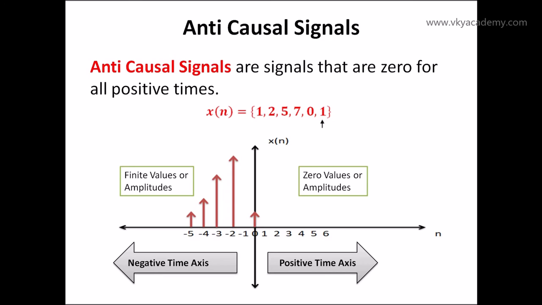One graphical representation of an anti-causal signal is x of n equal to 1, 2, 5, 7, 0 and 1, where the pointer is at the last sample. So this is the graphical representation for the given sequence. Now you can see that all the samples are available for n less than or equal to 0, but we don't have any sample for n greater than 0. That is why this particular signal is called an anti-causal signal. And as we discussed already, all anti-causal signals are non-causal because we have samples for n less than 0. So this can also be called a non-causal signal.